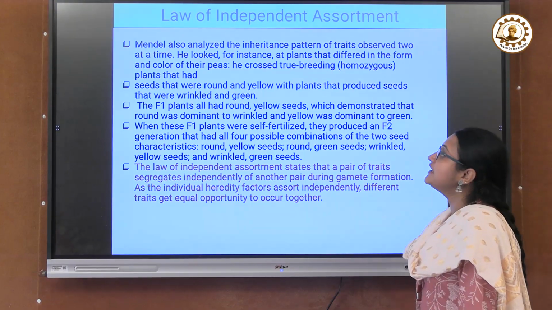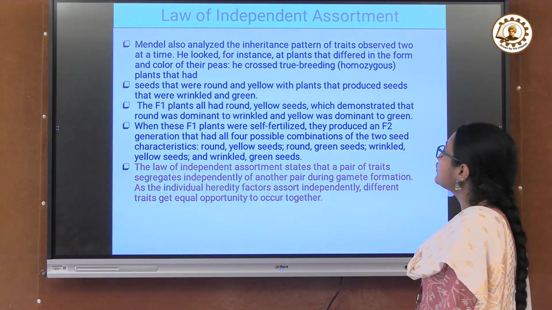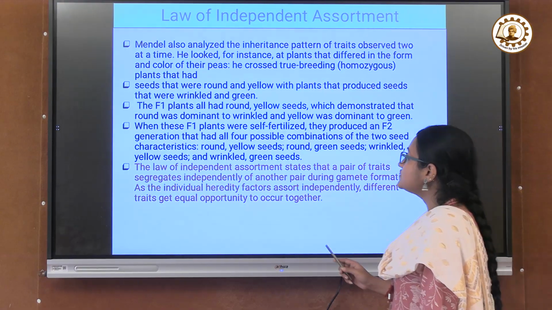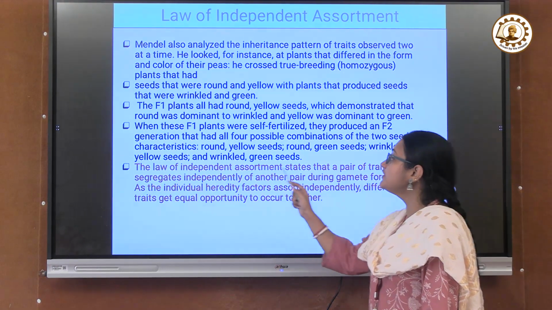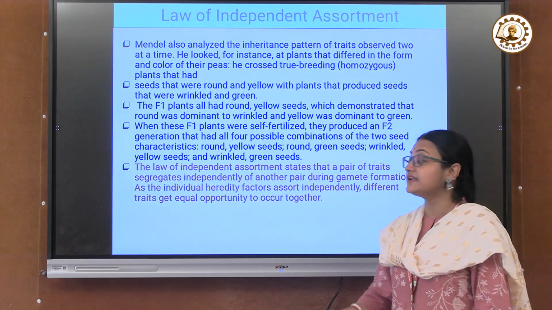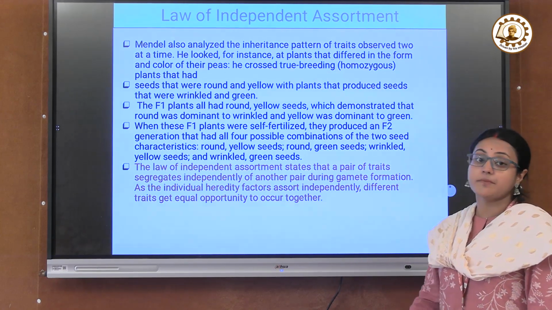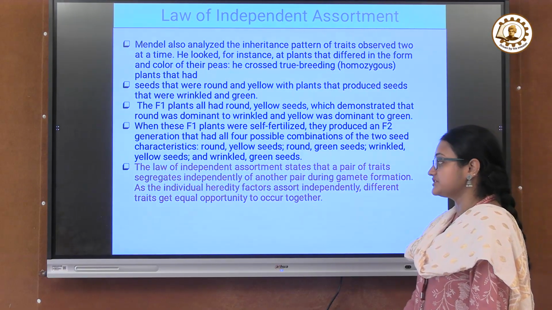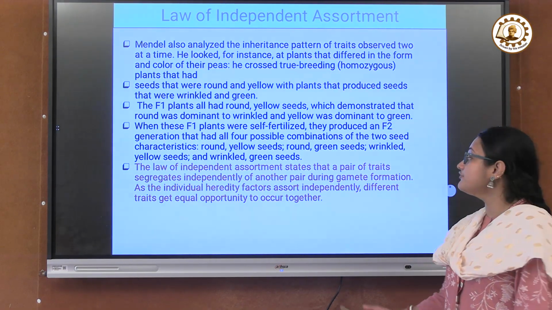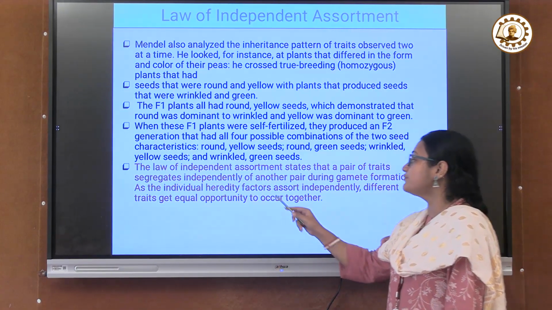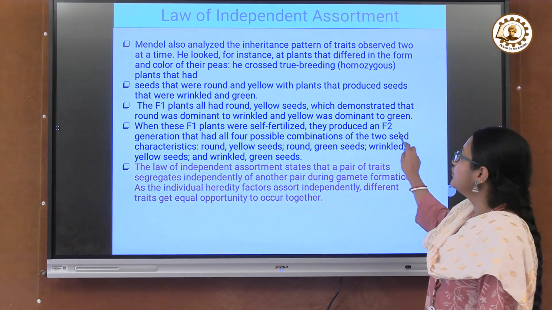Then the law of independent assortment. It is based on the dihybrid cross. Mendel discovered this law, the law of independent assortment, which states that a pair of traits segregates independently of another pair during gamete formation. They are not dependent on each other. As the individual heredity factors assort independently, different traits get an equal opportunity to occur together.